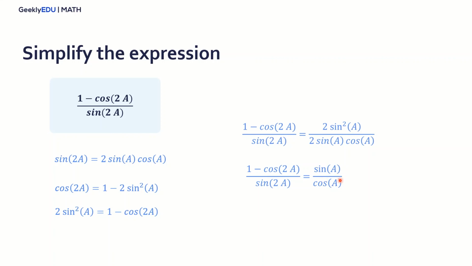And well, you could be satisfied with this, right? But just remember that the sine over the cosine is actually the tangent. So this is another expression to write the tangent, okay, using, of course, double angles.